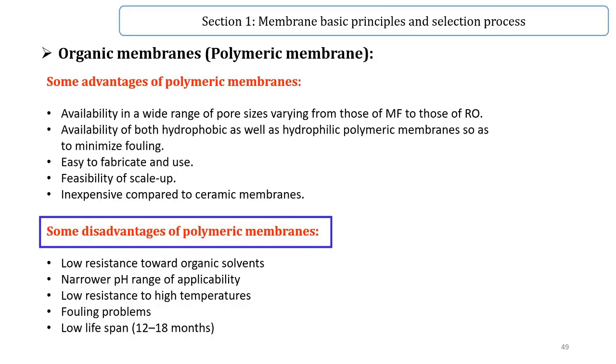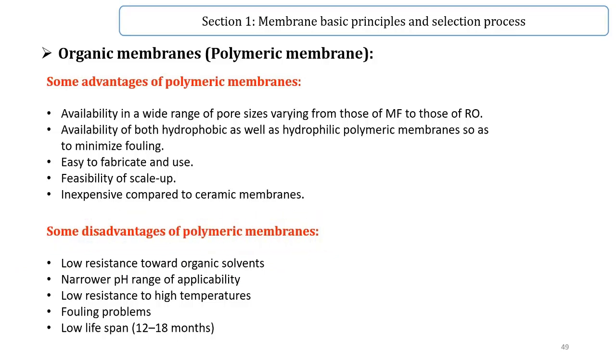However, there are some basic disadvantages associated with polymeric membranes, such as low resistance toward organic solvents, narrower pH range of applicability, low resistance to high temperatures, fouling problems, and low lifespan between 12 to 18 months.